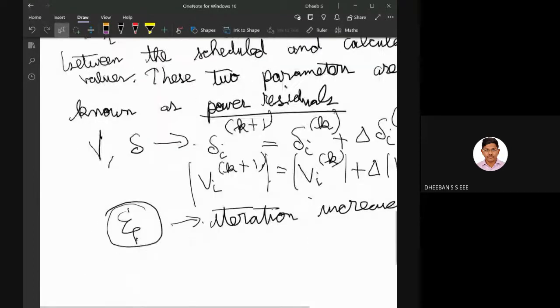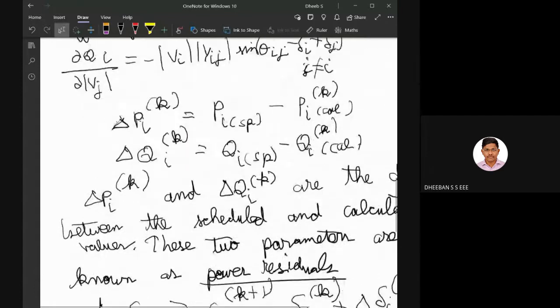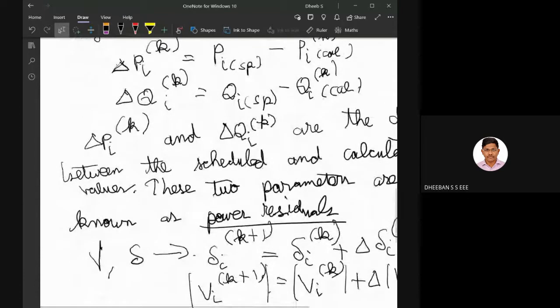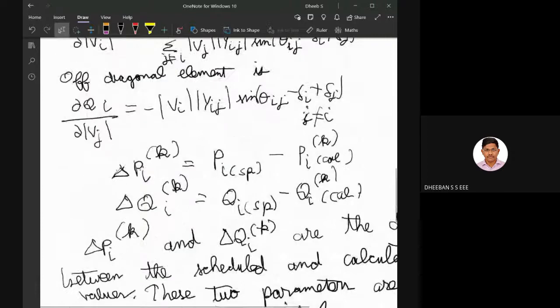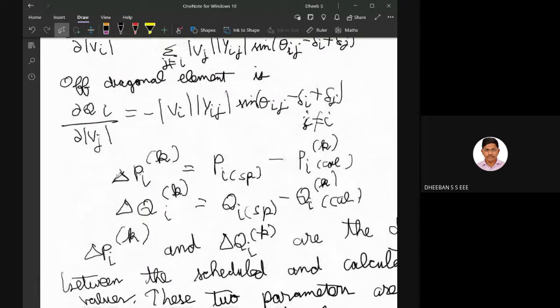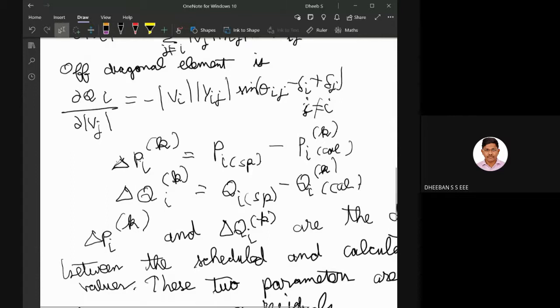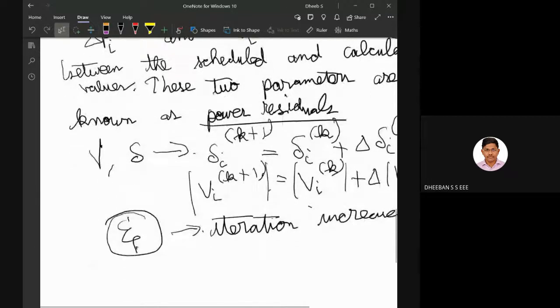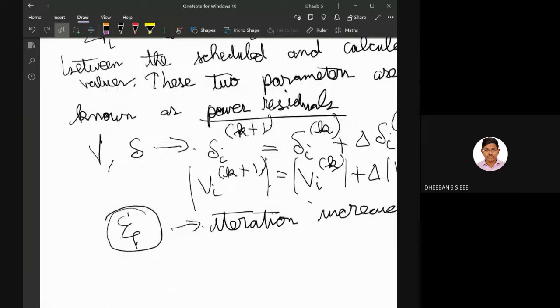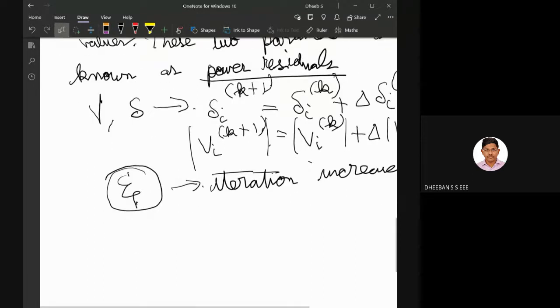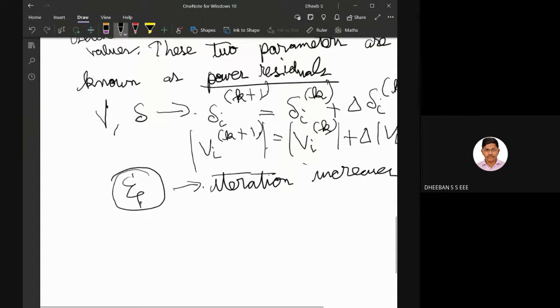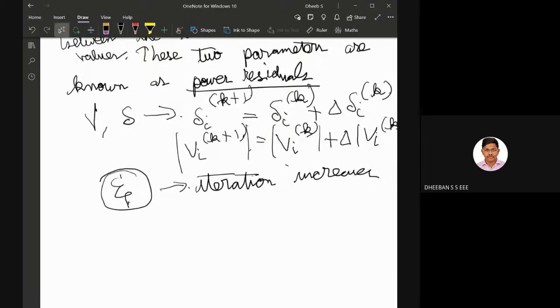After the real and reactive power change, that is the power residuals. After finding these power residuals, you have to substitute them in your load flow matrix, what we have seen before, and you will arrive at your solution for your del and v. And with that you have to iterate using these two equations. So now we will be seeing the step-by-step procedure.